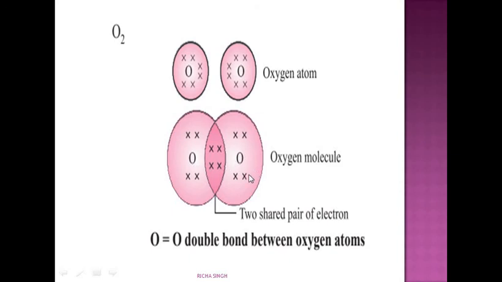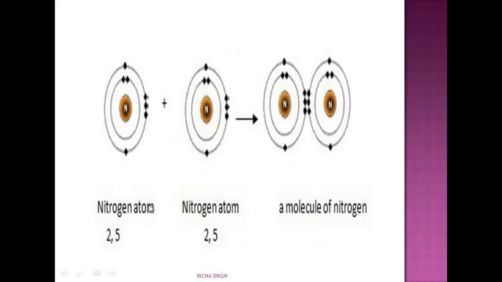Next thing to remember is, here 2 pairs of electrons are being shared. So the bond will be a double bond. 1 pair is shared, single bond. 2 pairs are shared, then a double bond will be there. Let's see the triple bond also.